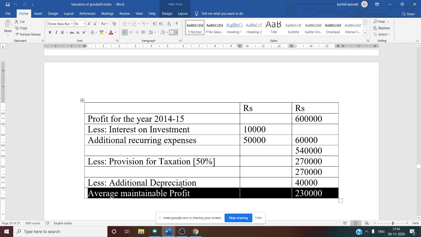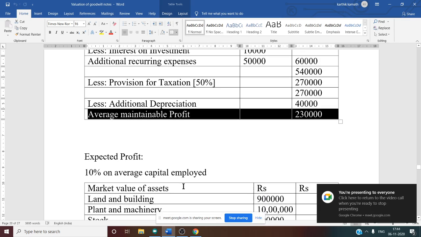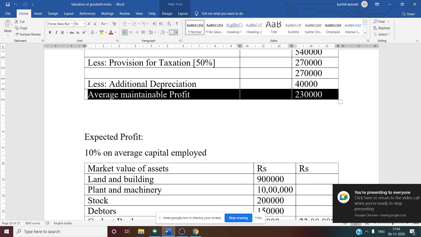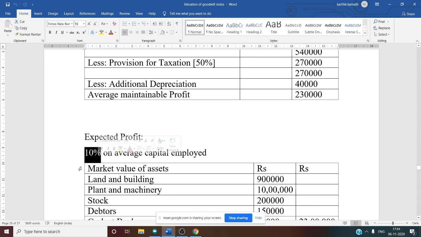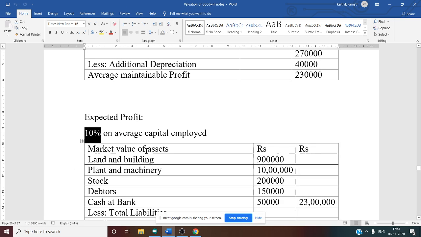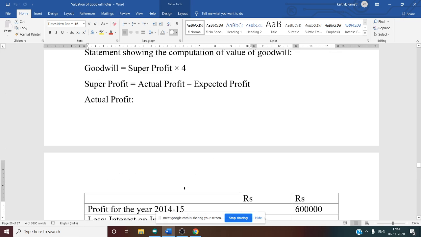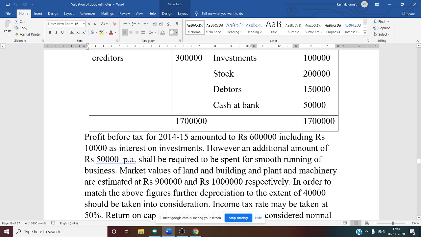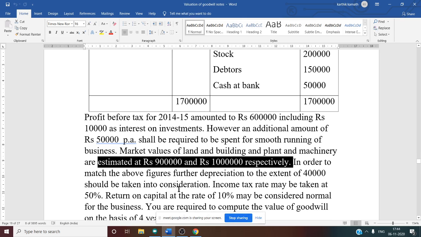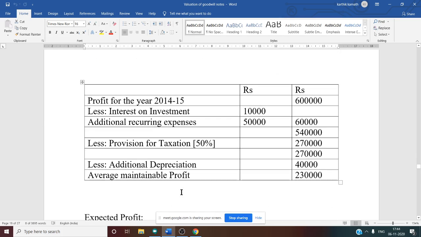Yes, so after doing this we need to do expected profit. Expected rate of return is given 10%. So you should write like this: 10% on average capital employed, because we are going to calculate average capital employed first. So you are going to do the 3 columns, particular and 2 amount columns. First, you know that capital employed is equal to net asset. So market value of asset. Market value of asset, land and building and plant and machinery, is given in the adjustment. So this agreed value you are going to write, 9 lakh and 10 lakh respectively.